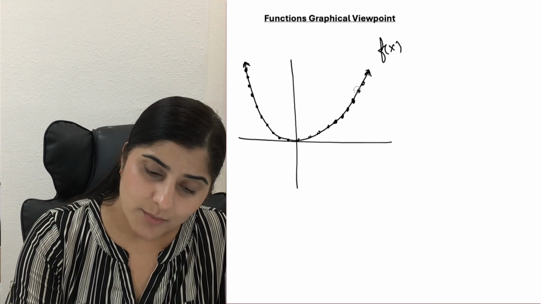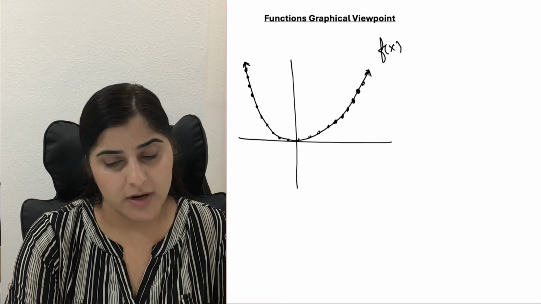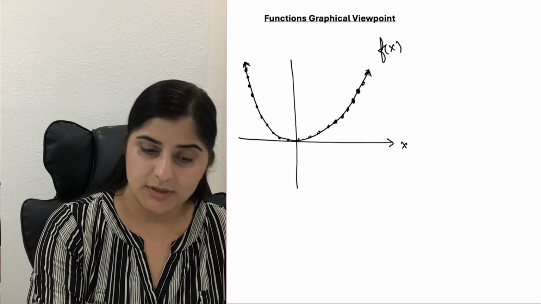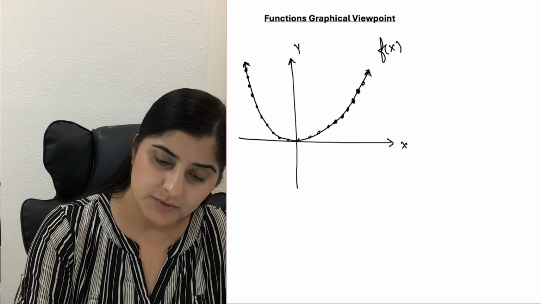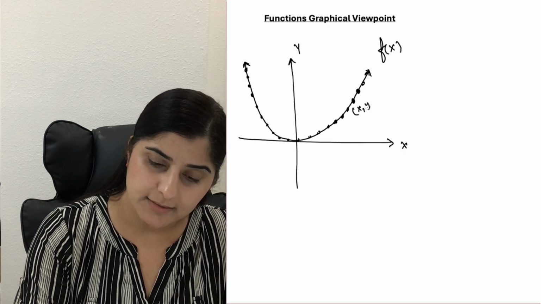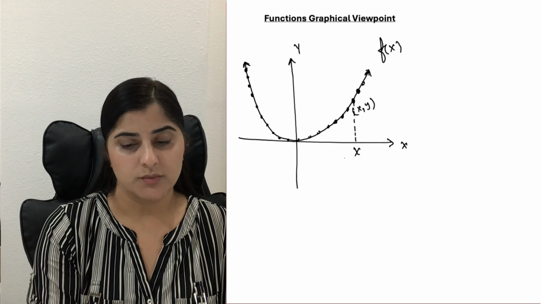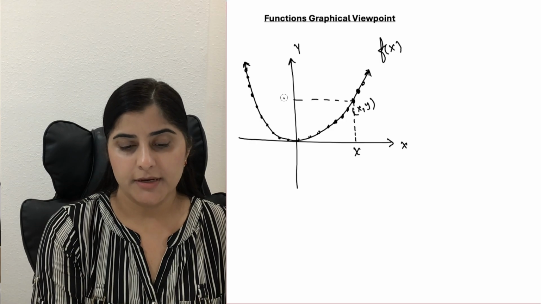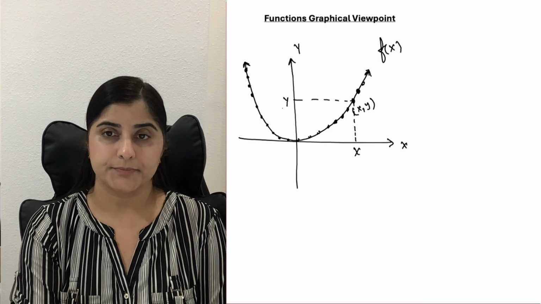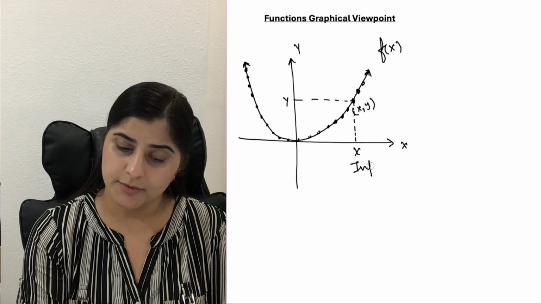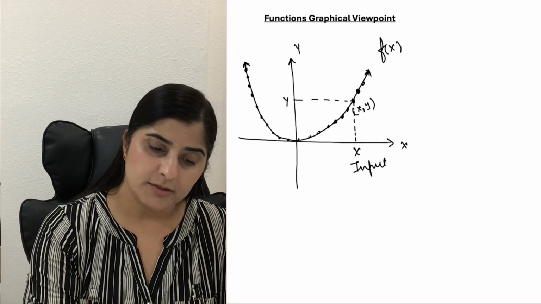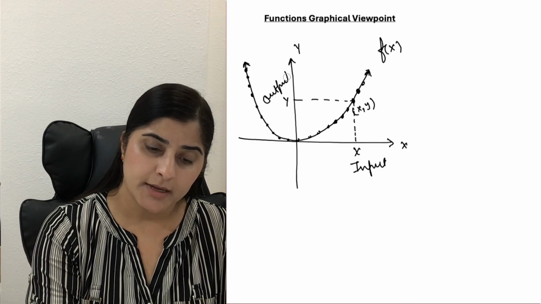So what are these points? These points are in the xy plane. We can write down the position of every point in terms of an ordered pair, where the first coordinate represents the x value and the second coordinate represents the y value. In other words, x is the input and y is the corresponding output.